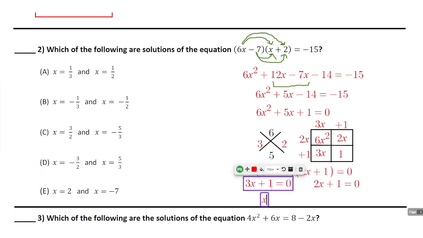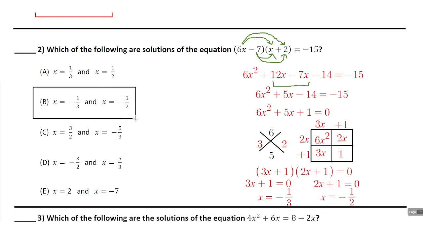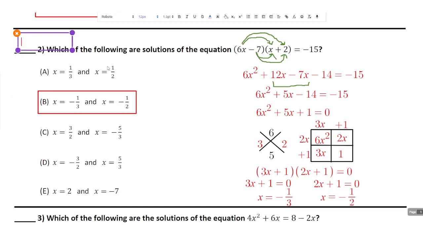But for this first one, we would subtract 1, which would give us negative 1 here, and then divide by 3, so our answer would be negative 1/3. For the second one, we could subtract 1 and then divide by 2, and that's going to give us negative 1/2. So these are the two solutions to the equation, and if we look at our answer choices, we can find those in letter B.